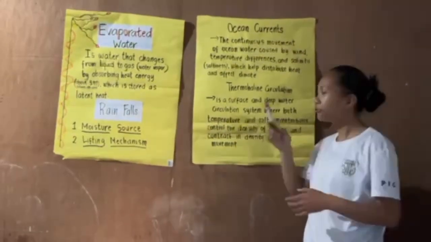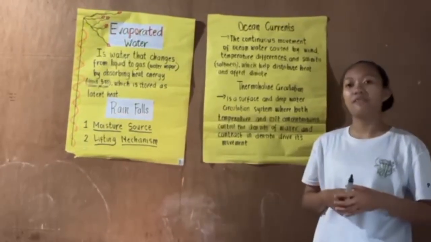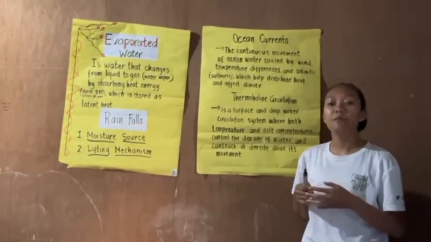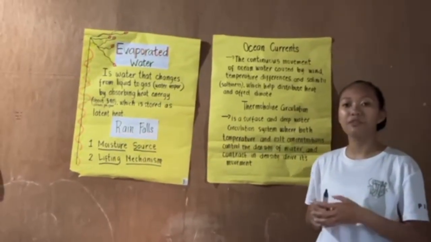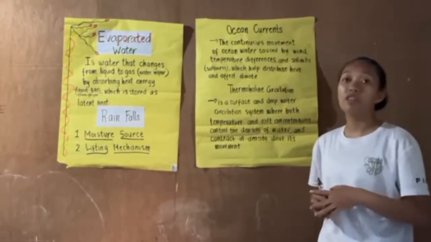Evaporation, rain formation, and ocean currents are all connected. Heat from the sun drives evaporation, which leads to cloud formation and rain. At the same time, ocean currents distribute heat around the earth, helping control climate and weather patterns.